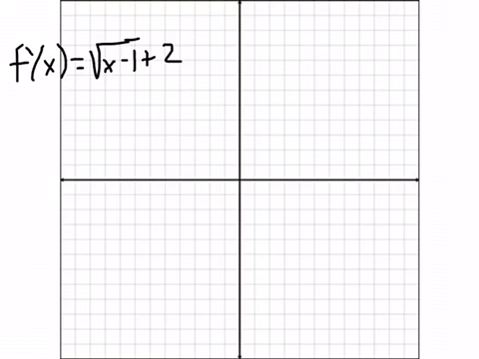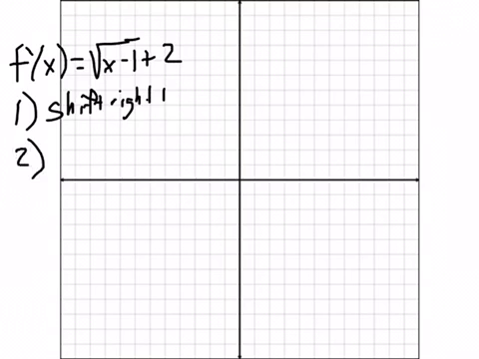So we're going to look inside that parent function, under that square root, because the square root's our parent function. Under that square root, we see a minus 1. That means the first thing we're going to have to do is shift to the right 1. Then we're going to have to take care of that plus 2. That's again going to be a shift because it's plus. We're going to shift up 2.